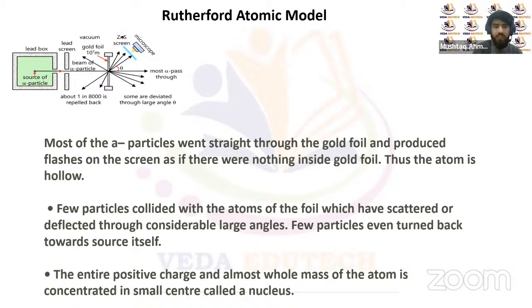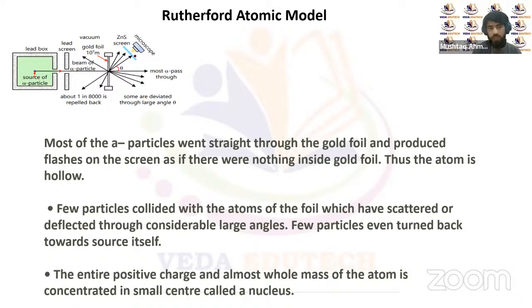And then we also have the zinc screen and the microscope in this setup. This setup is placed in a vacuum. There were different observations with respect to this setup. So what were the observations? This microscope or zinc screen can rotate continuously from above to below. The collimated beam of alpha particles from the source strikes this gold foil, and there were certain observations.